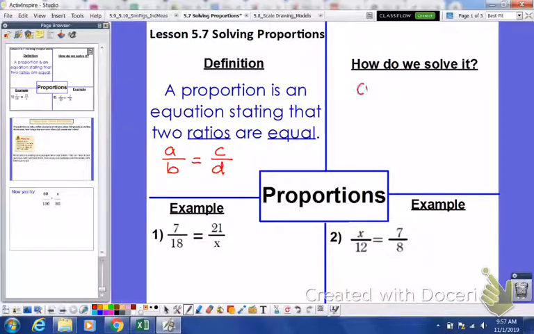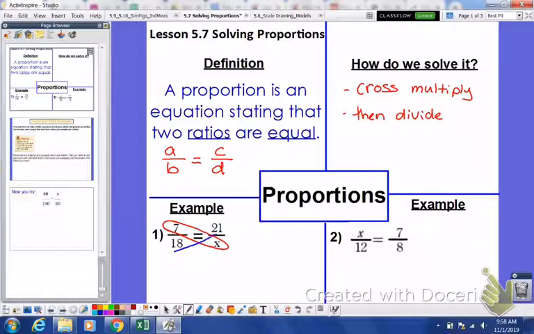You're going to cross multiply, and then divide. That probably makes no sense until we actually look at one, but just remember you're going to cross multiply, then divide. So our first example, we have 7 over 18 equals 21 over x. That cross multiply step means you're going to take and circle across your equal sign.